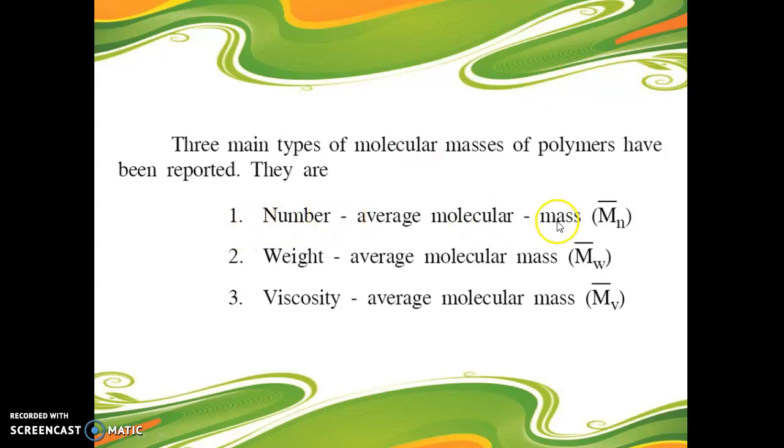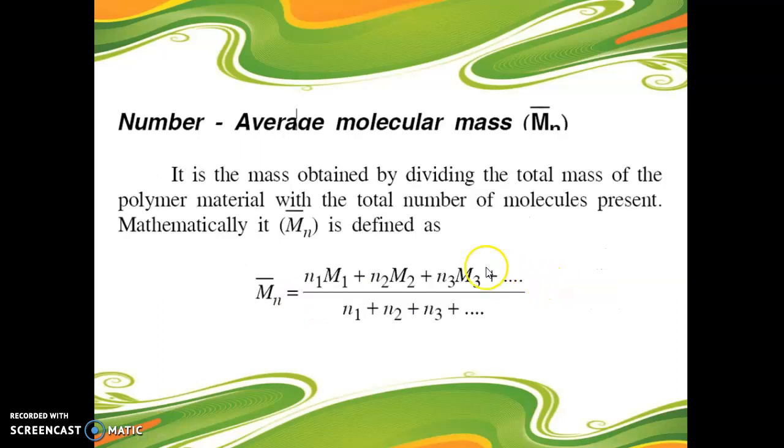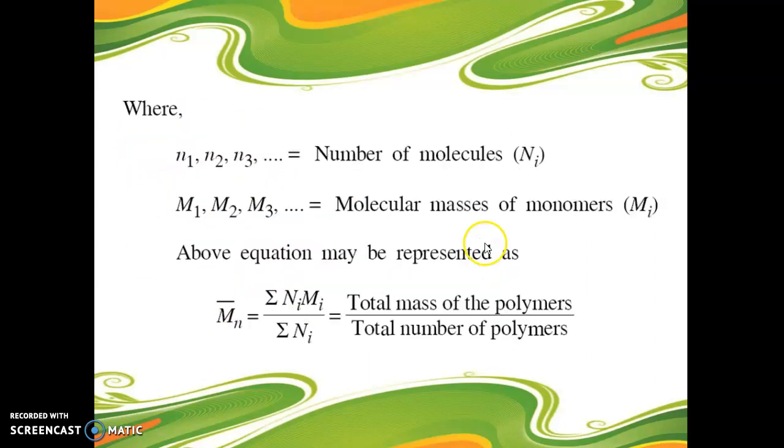One is number average molecular mass, denoted by Mn bar, the next one is weight average molecular mass, denoted as Mw bar, and the third type is viscosity average molecular weight, Mv bar. Coming to the number average molecular mass, it is the mass obtained by dividing the total mass of the polymer material by the total number of molecules present, and it is mathematically represented like this.